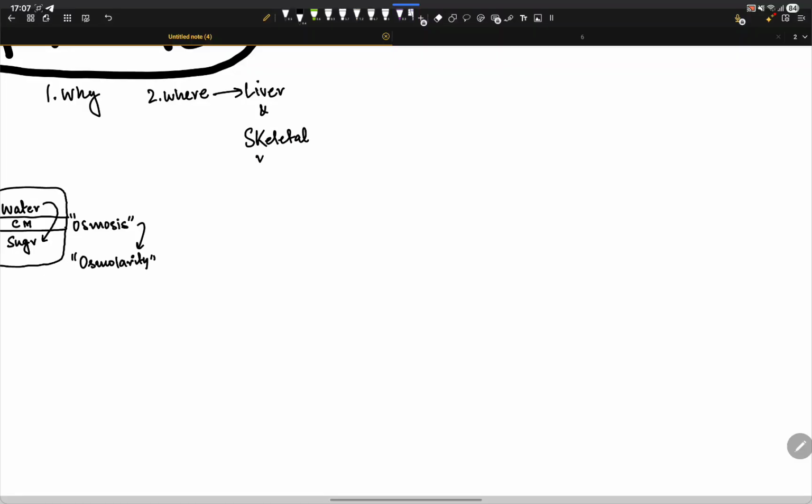Skeletal muscles. Because you need this, right? You want to run fast. You need to have energy right there at the right moment, right? Now, why these two only, right? Because they solve this physiological problem, right?